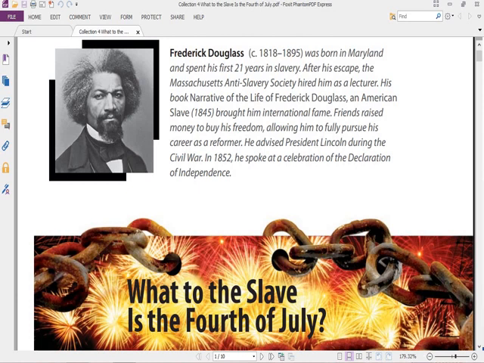After that, friends raised money to buy his freedom, allowing him to fully pursue his career as a reformer. They wanted him to continue his career as a reformer. He advised President Lincoln during the Civil War. He was a consultant to President Lincoln in the Civil War. And in 1852, he spoke at a celebration of the Declaration of Independence.